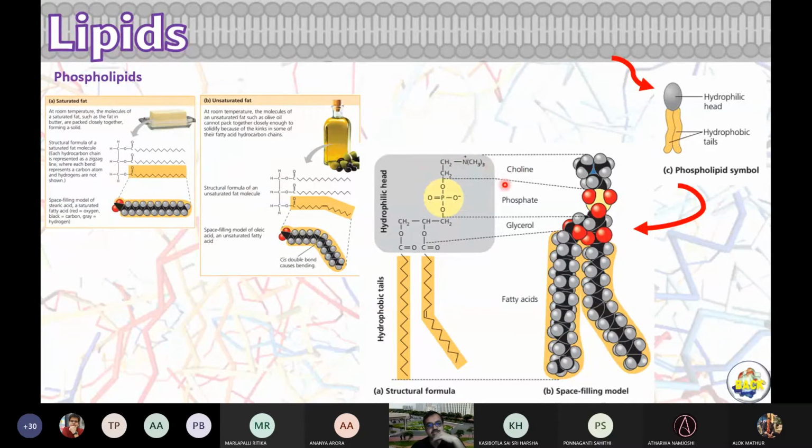The choline group has nitrogen, so there is a positive charge. It's a quaternary amine here. This whole part, because it has a lot of polar atoms, constitutes the hydrophilic head. And these tails, as there is no oxygen atom here, are a straight chain of carbon and hydrogen. No alcohol, nothing. Even if it is an unsaturated one, there is no oxygen.